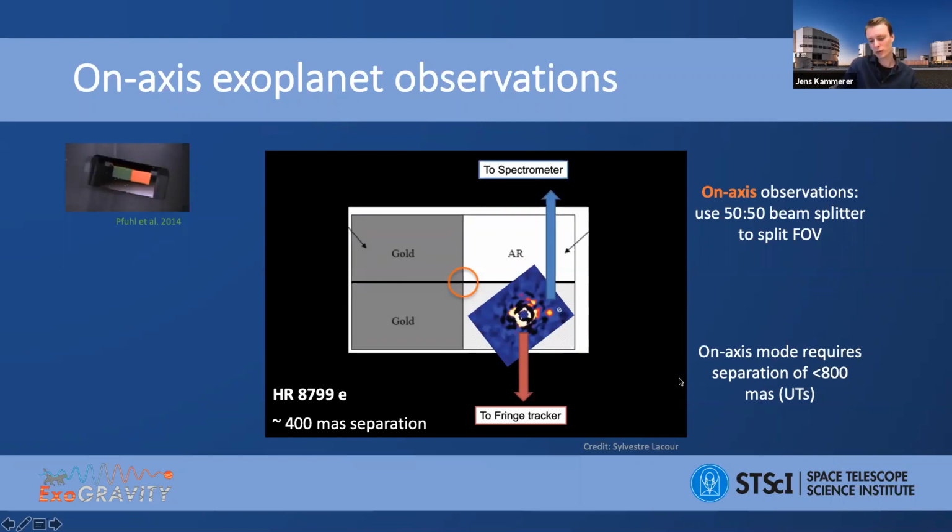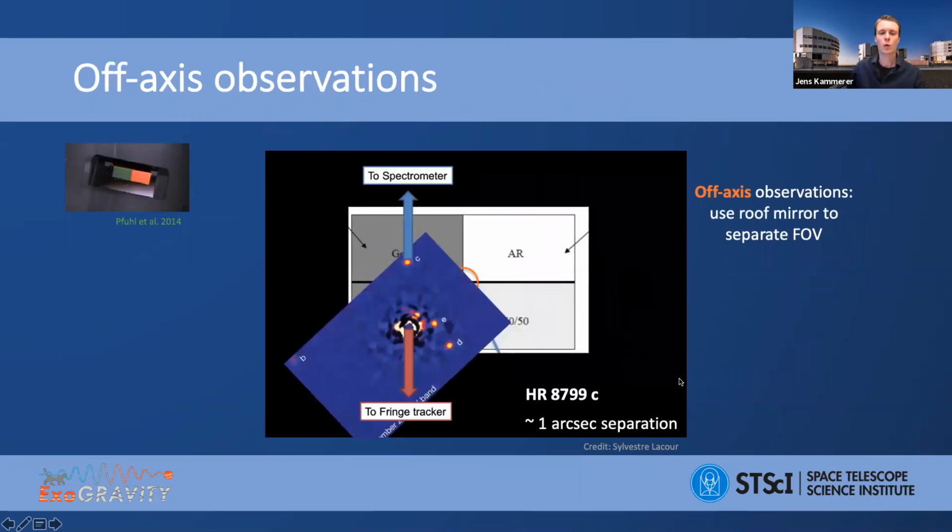So there's another mode, which is called off-axis observations, where instead of the beam splitter, you use a gold-coated roof mirror, a wedge mirror, which is actually separating the field of view into two separate parts with about 100% transmission each, so that you don't lose all the photons of the planet or half of them. But for this, you need a minimum separation between the host star and the exoplanet of about 270 milliarcseconds, so that you can actually put the edge of this roof mirror between the two.